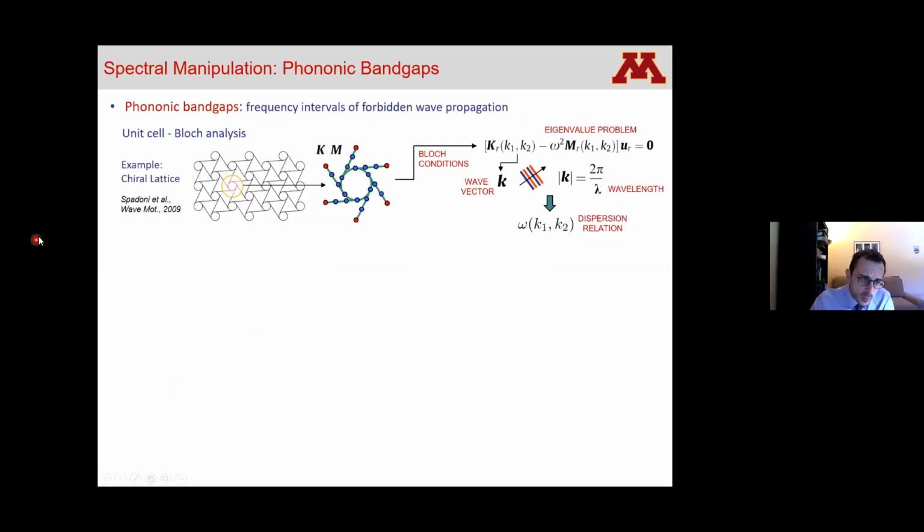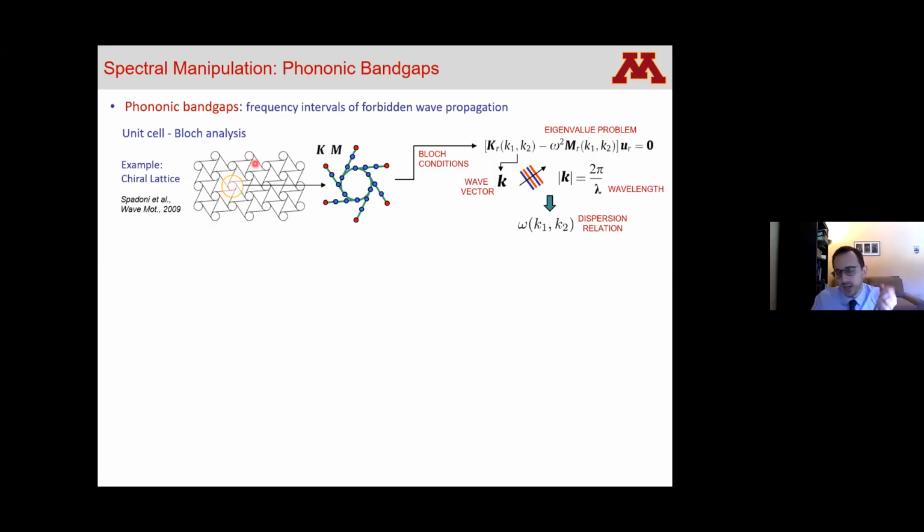In order to understand what a phononic bandgap is, we need to say a few things about how we study the frequency response of these periodic structures. The way we do that is by means of what is called a unit cell analysis or Bloch analysis. I'm going to illustrate this with this example. This is a chiral lattice that I studied a few years back, even before joining Minnesota. It's obtained from the tessellation in space in 2D of this unit cell, which is enclosed in the yellow circle.